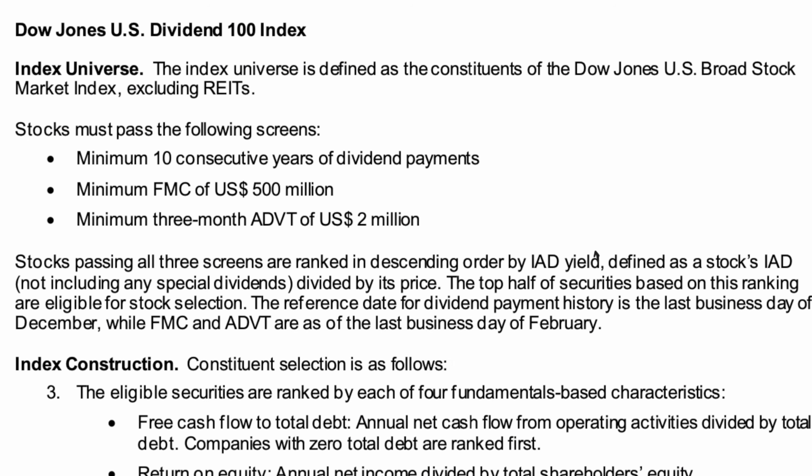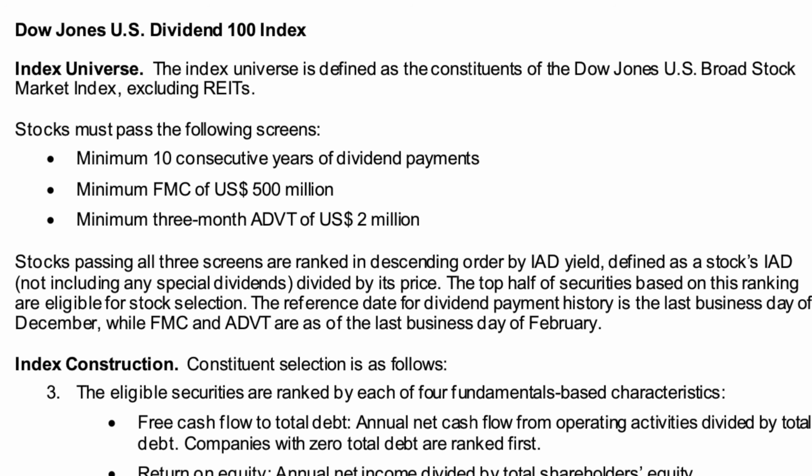Number three, the companies need to have 10 plus consecutive years of dividend payments. Now notice that doesn't say dividend growth. We'll get to that in a minute, but they need to have 10 plus consecutive years of dividend payments.